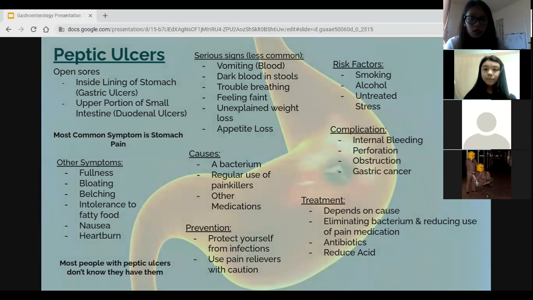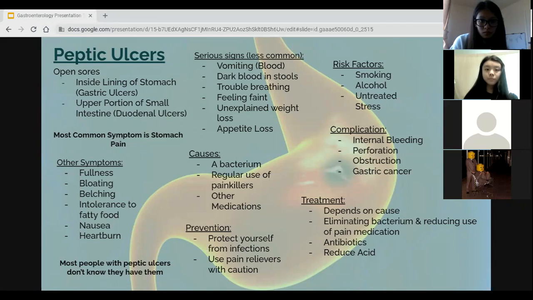So peptic ulcers are open sores inside the lining of the stomach, which are called gastric ulcers, and the upper portion of the small intestine, which are called duodenal ulcers. The most common symptom for peptic ulcers is stomach pain, but other symptoms include fullness, bloating, blushing, intolerance to fatty food, nausea, and heartburn. Most people with peptic ulcers don't know they have them, but some other serious signs, which are less common, include vomiting blood, dark blood in stools, trouble breathing, feeling faint, unexplained weight loss, and appetite loss.